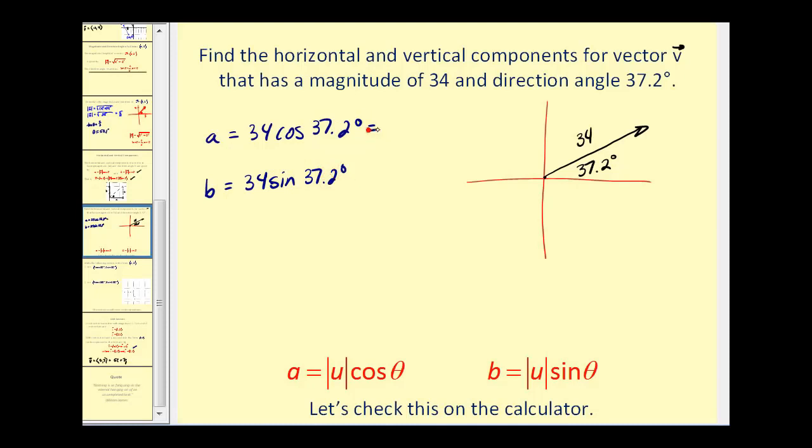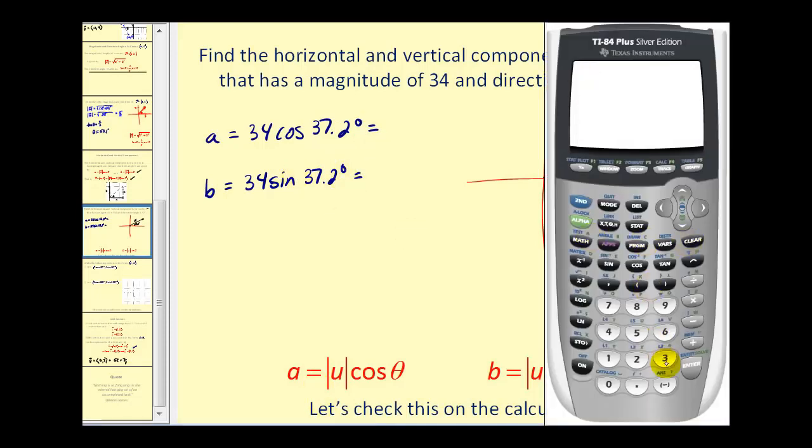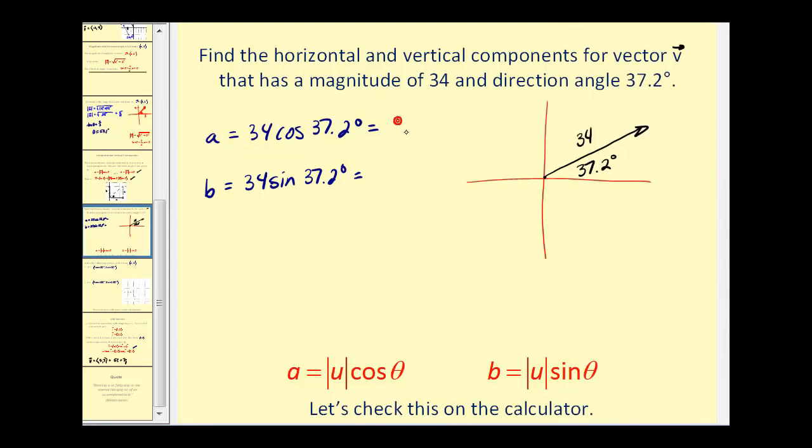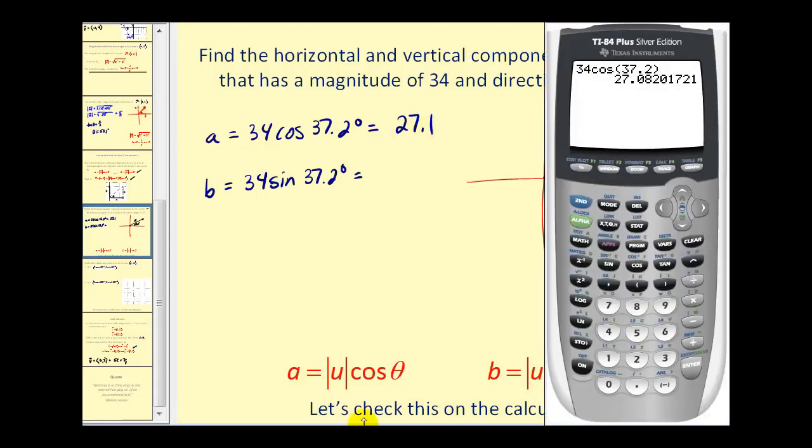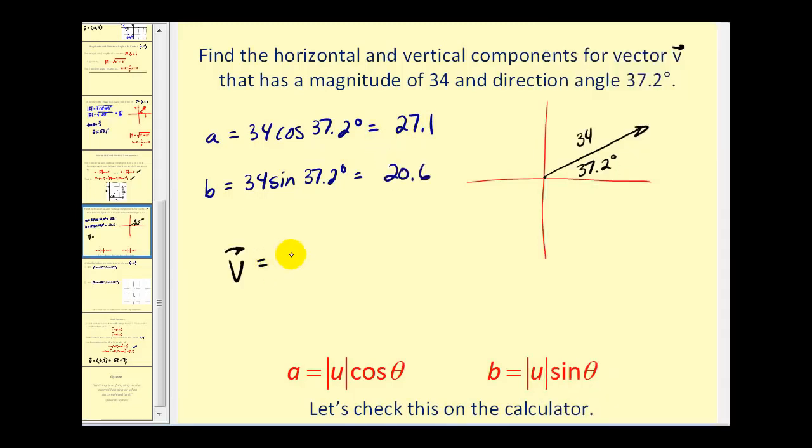37.2 degrees. Let's go to our calculator. We're already in degree mode, so the horizontal component is approximately 27.1, and the vertical component would be approximately 20.6. And we can write this in component form as follows.